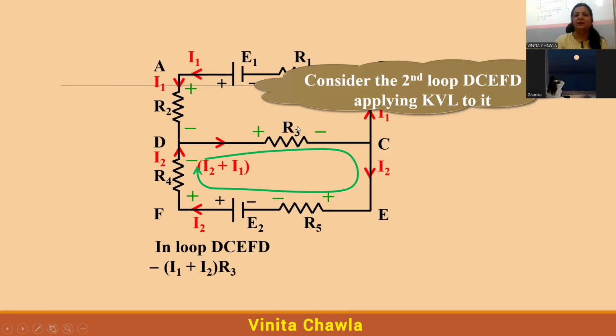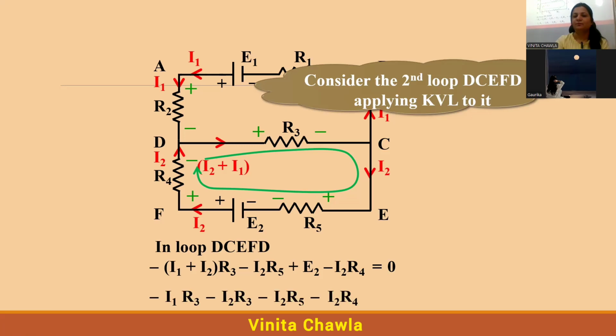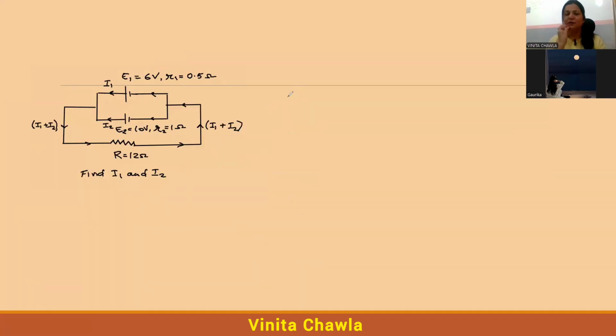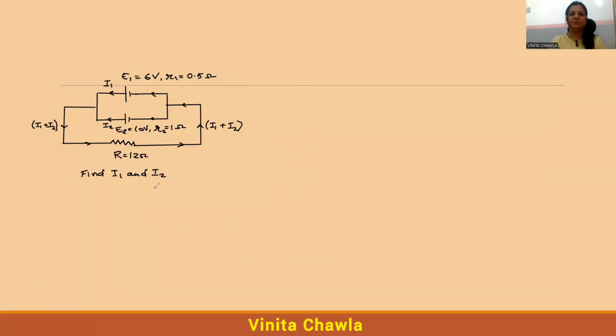And for this, it's I1 plus I2 R3 with a negative sign because current is leaving from the negative of R3. Okay. And I2 R5. Again, it is negative because current is leaving from the negative of R5. So we'll put a negative sign. So we can write like this. By expanding this, we'll get this. This is another relation. Okay, clear? Okay.